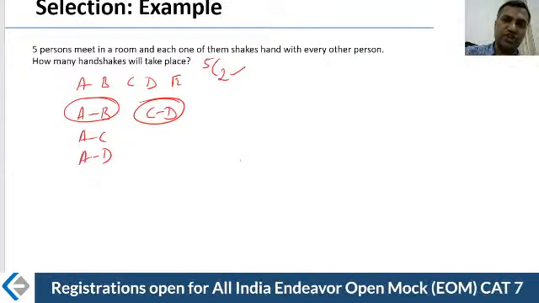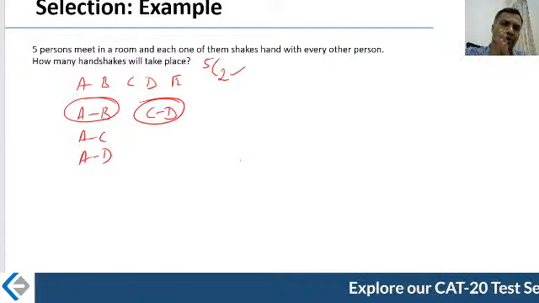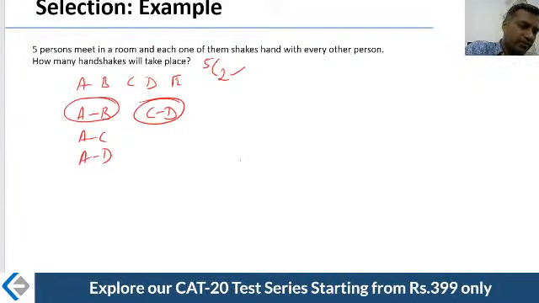So assume the COVID situation, where handshakes are not possible. So how do you greet them? Maybe with the namaskar, folding the hands, bringing both the hands together. Say that instead of handshakes, 5 persons meet in a room. Each one of them greets with a namaskar.